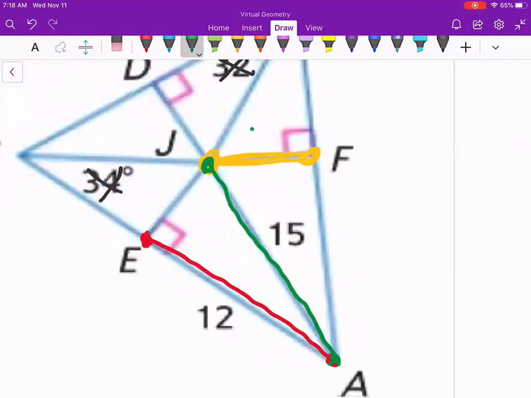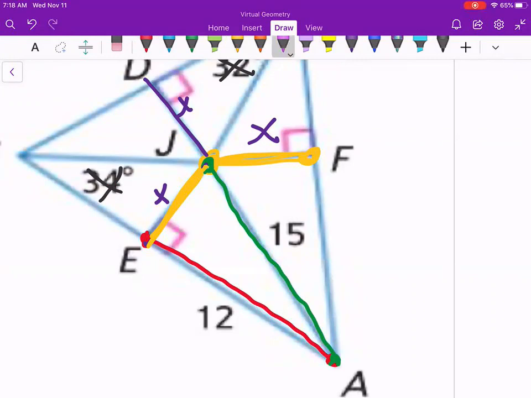If I'm trying to figure out what JF is, well, it's also the same as J to D, and it's also the same as J to E. Because remember, all 3 of those lengths to that perpendicular point are supposed to be congruent. So now, if I can find EJ, I can find JF.